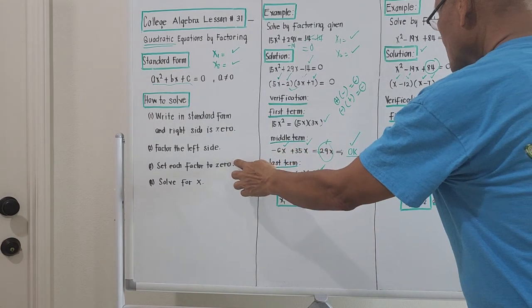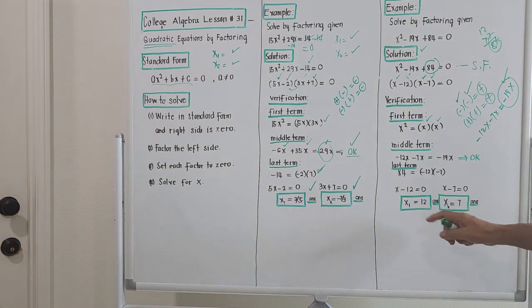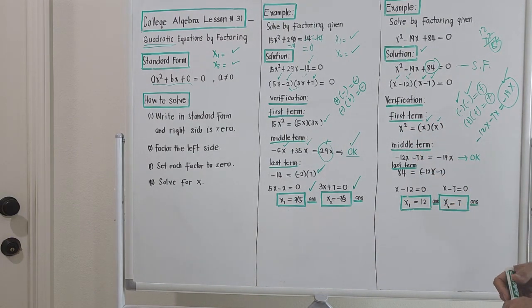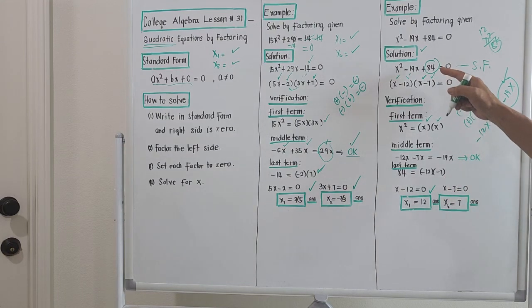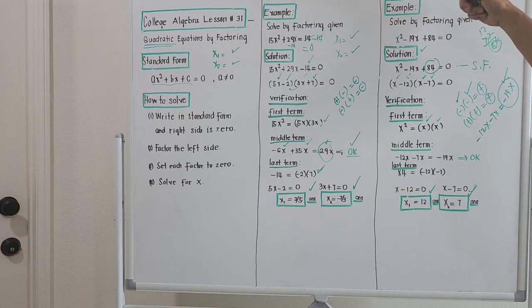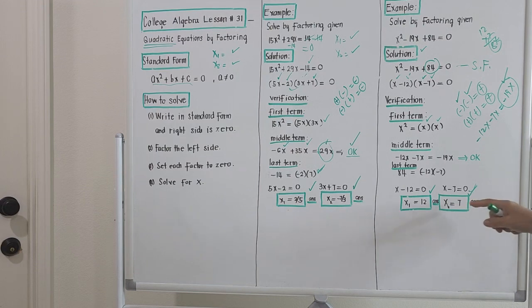Step number 3, set each factor to 0. x minus 12 equal to 0. Therefore x1 will be equal to 12. This is x with the subscript 1, meaning root number 1. Taking the second factor, set it to 0. x minus 7 equal to 0, so x2 will be 7. So the solutions of the given quadratic equation x squared minus 19x plus 84 equal to 0 are x1 equal to 12 and x2 equal to 7.